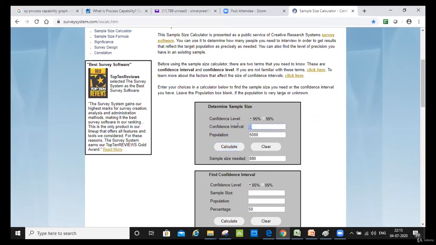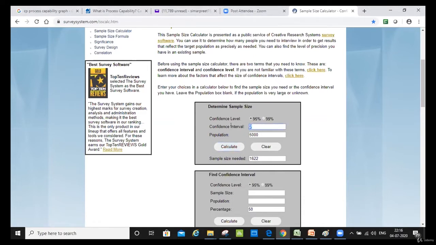Let me do one more trick. If I put a confidence interval of 2 here, it will still increase the sample. Will it increase or decrease? Increase. Why? Because the margin of error is much lower now. So we have to be much more confident. Yeah, absolutely. Because now I'm giving a very small scope of error. I'm very, very stringent.